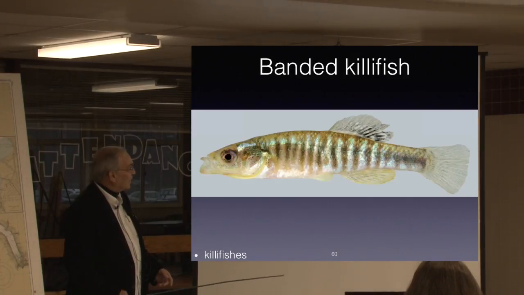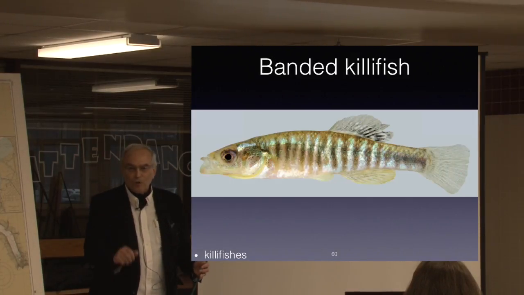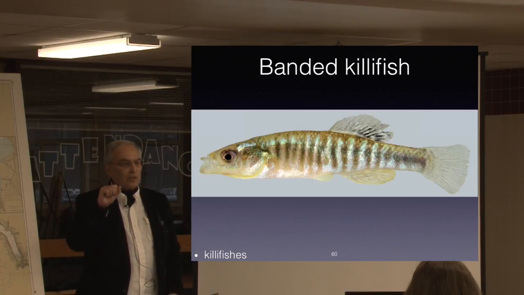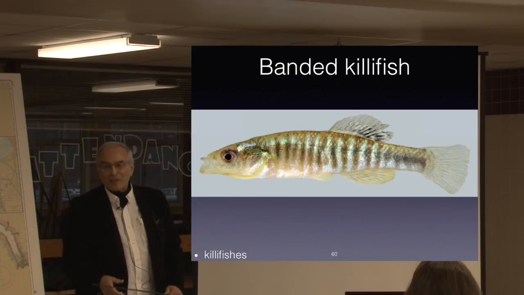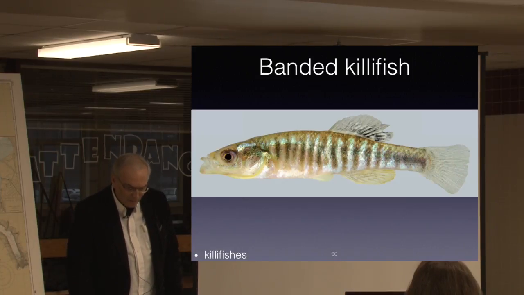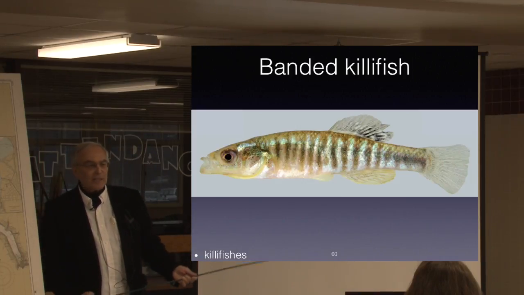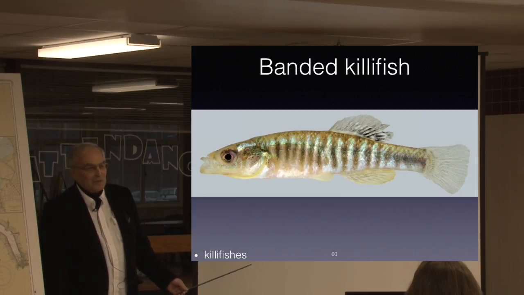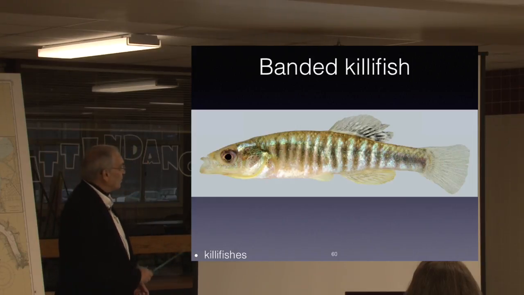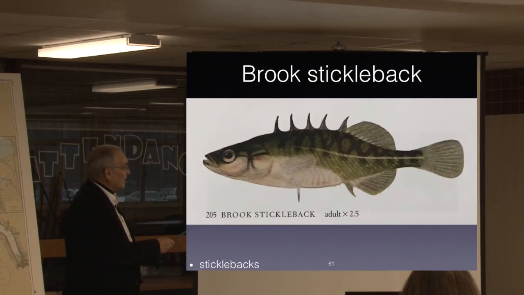The banded killifish. Somebody knocked on my door at 11 o'clock at night, one of the guys that sold bait, and said, "What is this fish?" I said, "Well, that's the eastern banded killifish." They wanted to know if they could use it for bait. Well, at that time, you couldn't use it for bait. Now you can, apparently. The eastern banded killifish, or I guess we just call it the banded killifish. The brook stickleback, they like the sluggish waters. We have those. Those are really tiny fish.